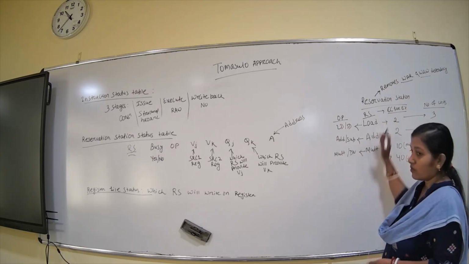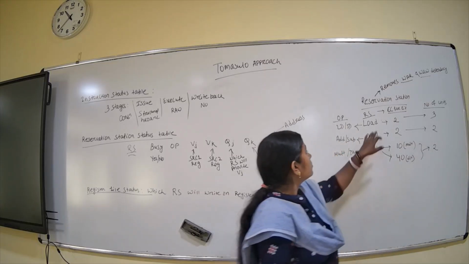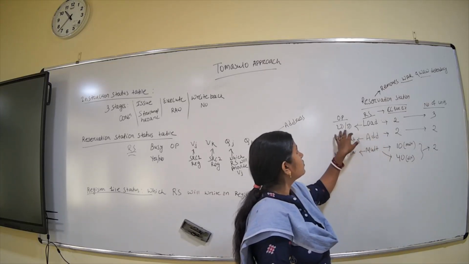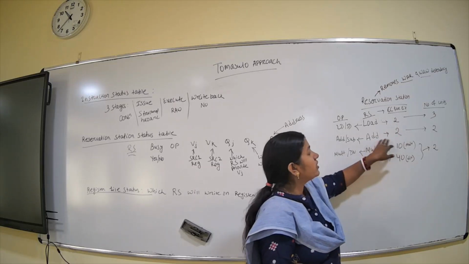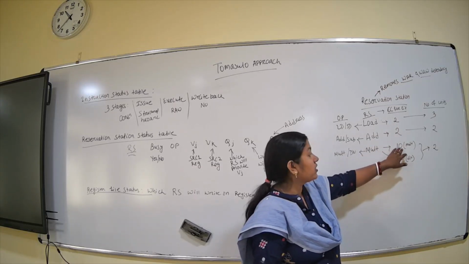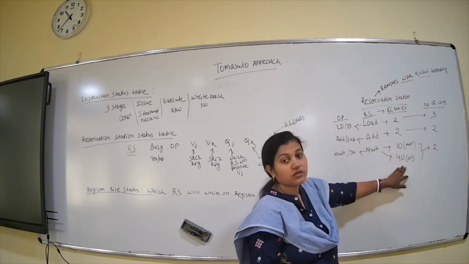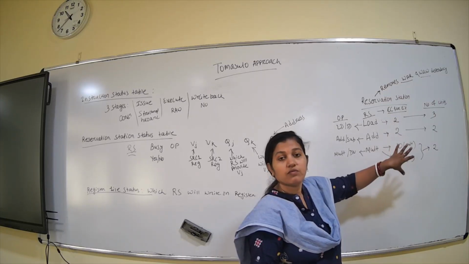Okay. Now, who will take how many clock cycles? For the load reservation station, that means load and store takes 2 clock cycles. Let's say for the assumption, add takes 2 clock cycles, and the multiply instruction takes 10 clock cycles, but the division instruction will take 40 clock cycles. So this information will be given in the paper.